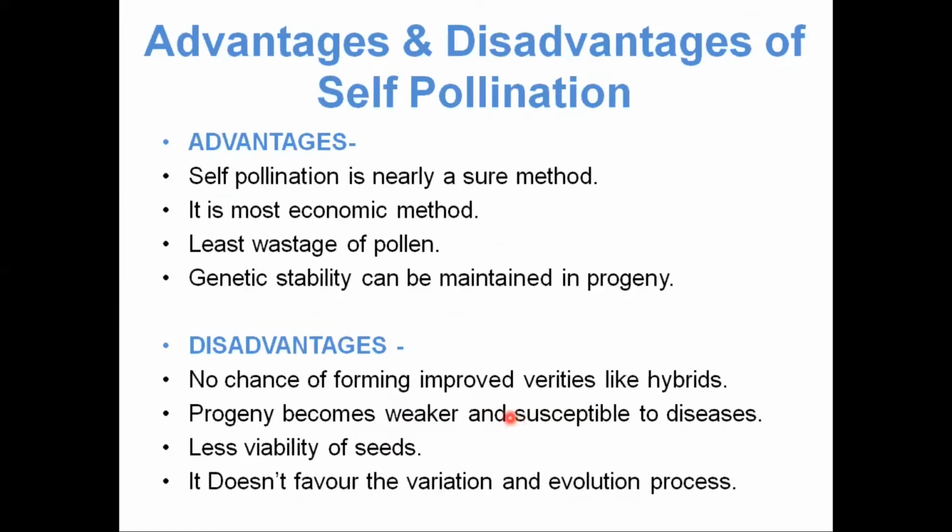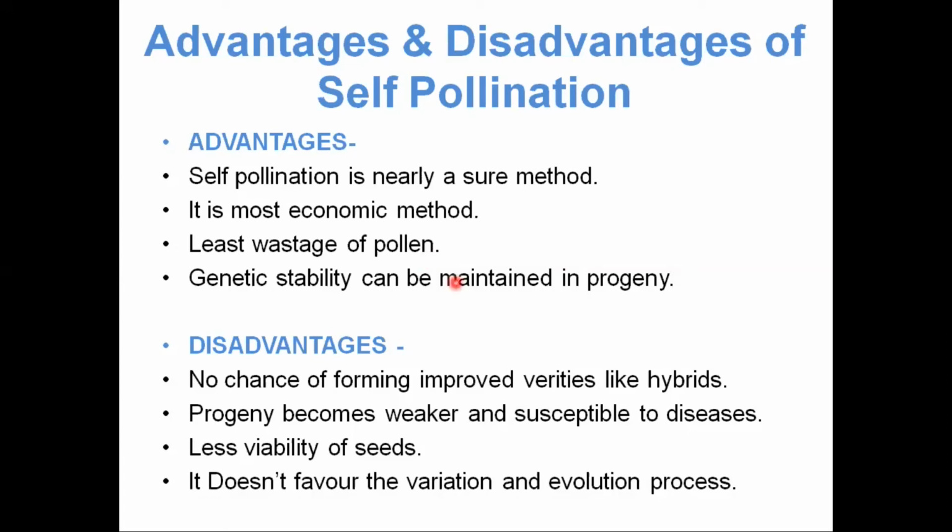Now we will see the advantages and disadvantages of self-pollination. Advantages of self-pollination. It is nearly a sure method because there are least chances of failure as no external agent like bees and insects is involved. It is the most economic method because modifications like large and attractive flowers, fragrance, and nectar production are not required here. So it is the economic method. Least wastage of pollen grains because it is a self-pollination process.